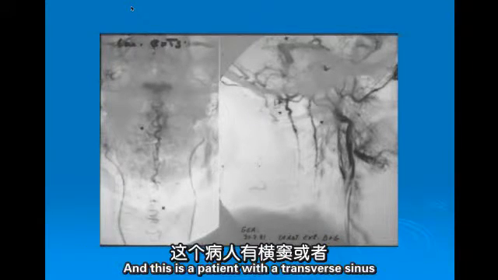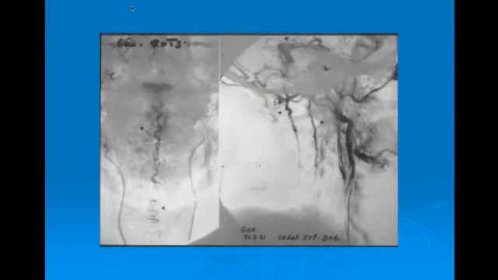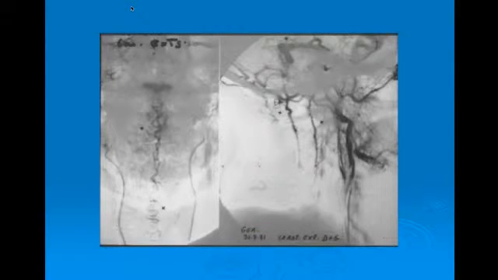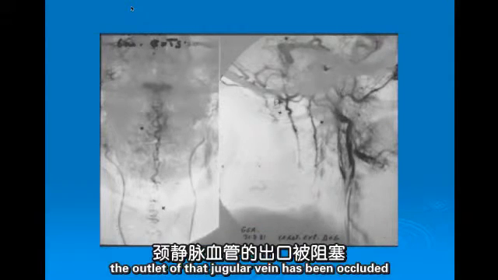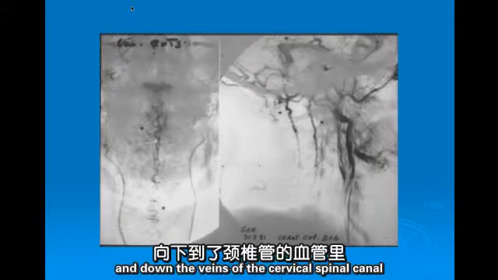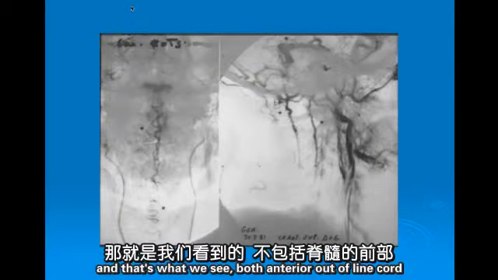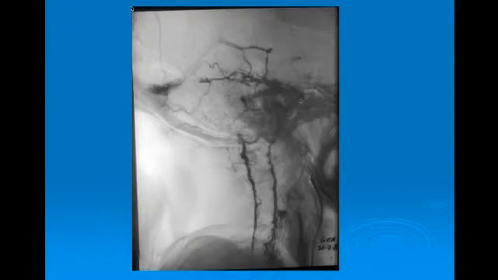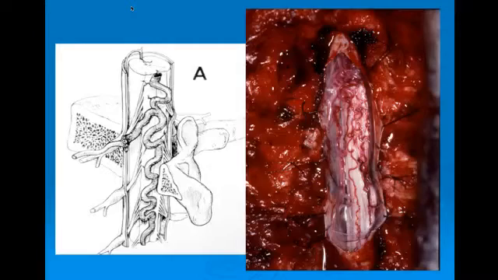And this is a patient with a transverse sinus or transverse sigmoid sinus dural AV fistula, where the venous drainage outlet of the jugular vein has been occluded, and it's subsequently draining into the posterior fossa and down the veins of the cervical spinal canal. And that's what we see, both anterior outlining cord, anterior and posterior. Again, another view of that.